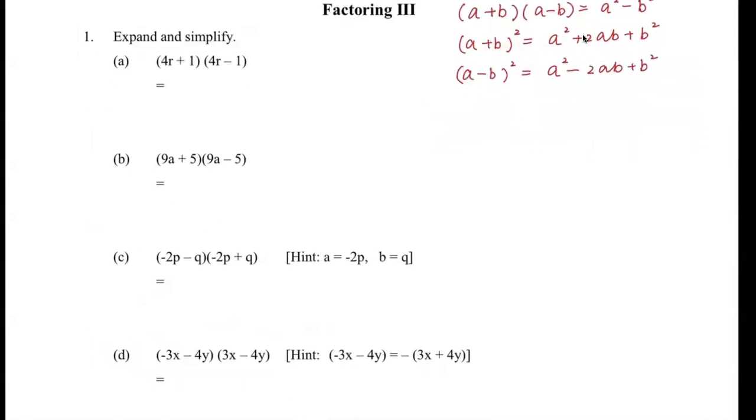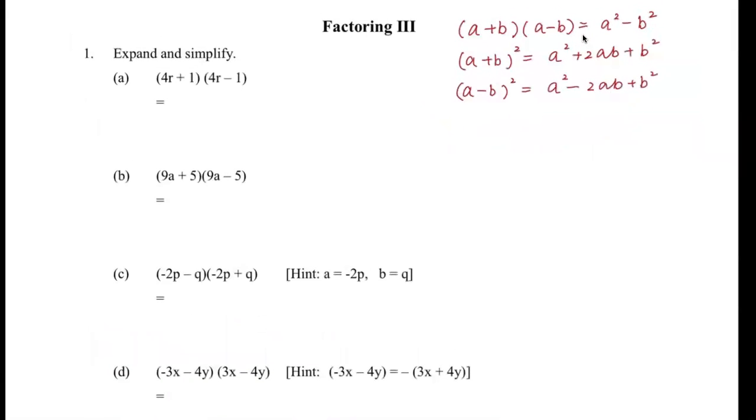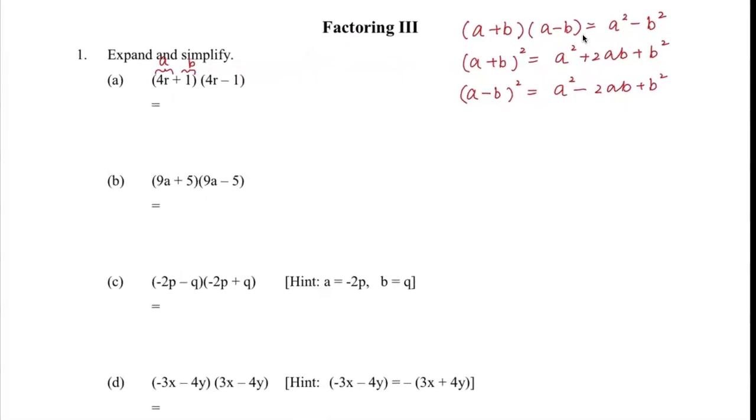Question 1a, 4r plus 1 times 4r minus 1. If we see 4r as A and 1 as B, we can see that this expression is of the form A plus B times A minus B. So the answer should be 4r squared minus 1 squared, which is equal to 16r squared minus 1.